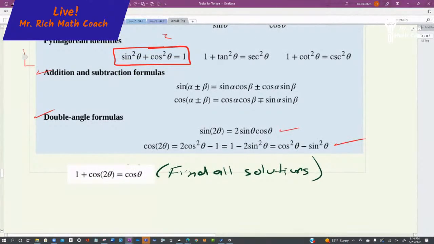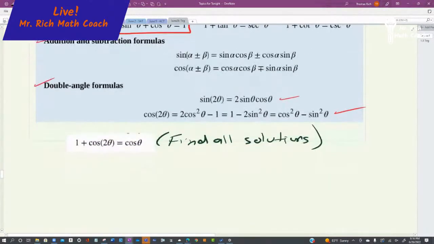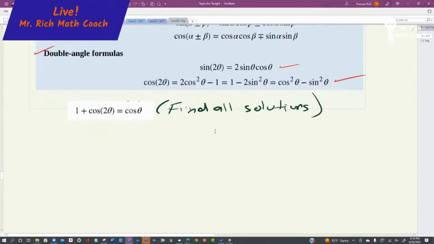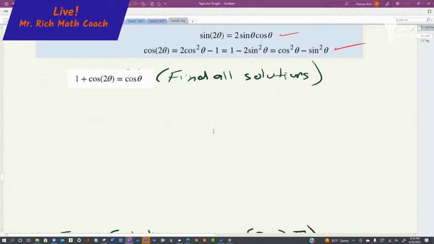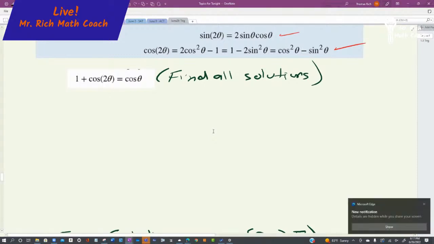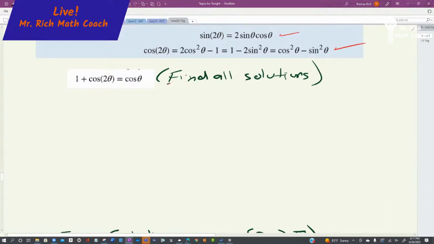Now, let's do some practice problems, some things that you need to be able to do. Let's start off with solving trig equations. I need to be able to take an equation that has some trigonometric functions in it, and I need to be able to solve it for theta. So let's see how we would do that.